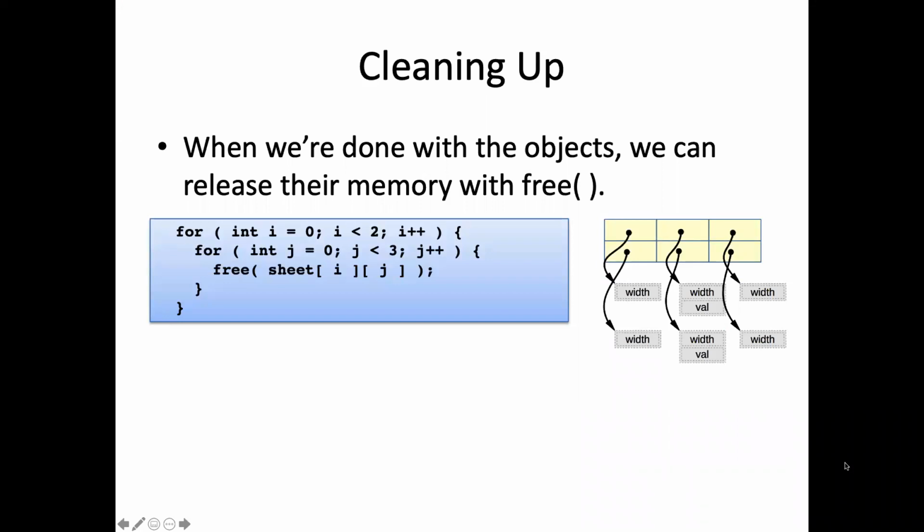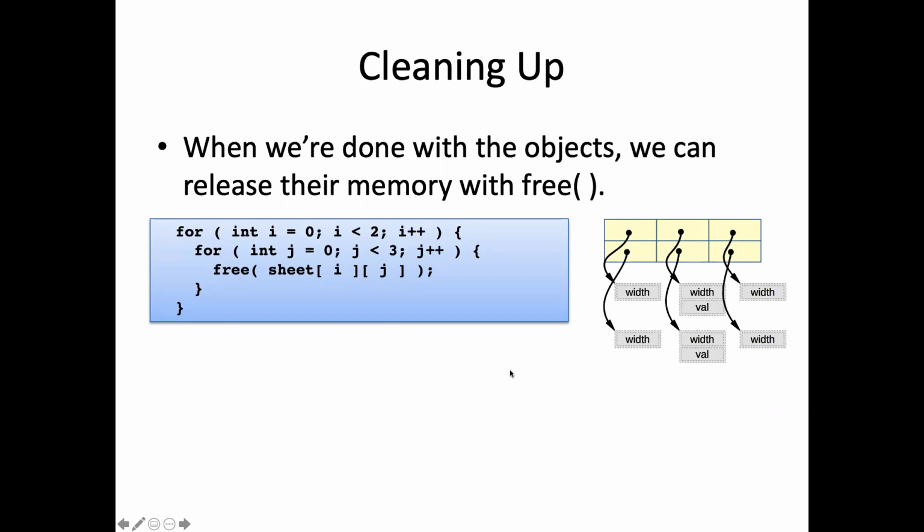So freeing memory for these cells just takes a nested loop. I can look at the pointer inside each element of my spreadsheet and call free on that. And that'll free up, again, either an instance of the superclass or an instance of the subclass, because all free needs is a pointer to the start of a block of memory.